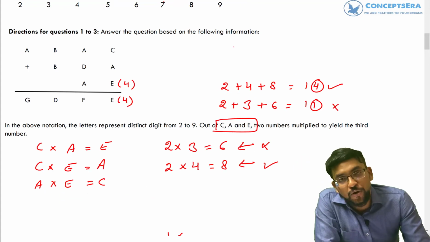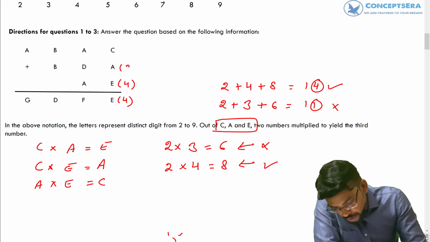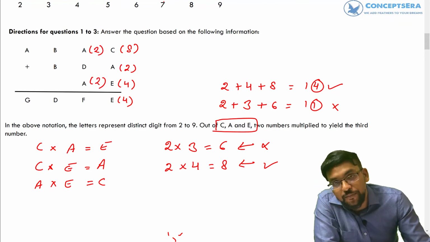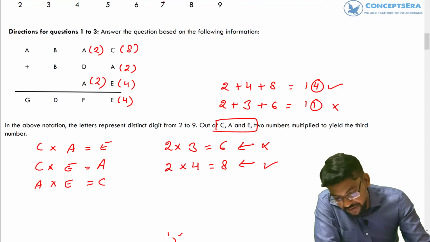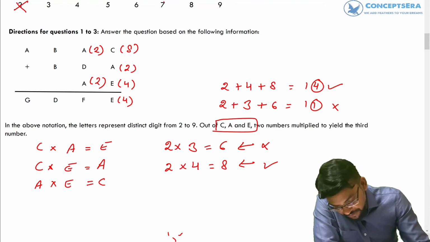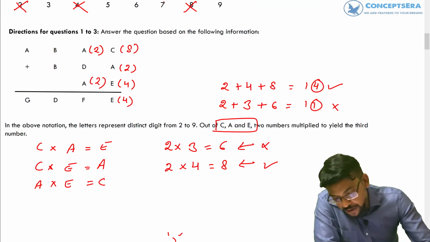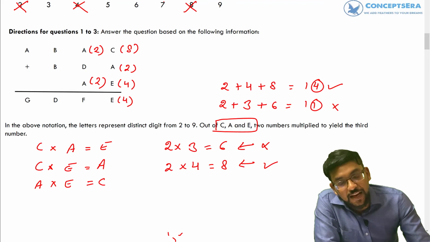But we are not sure about A, whether A is representing 2 or 8. Let's assume A is equal to 2. If we assume A is equal to 2, in that case C has to be 8 here. So A is equal to 2 and C is equal to 8. Out of the given digits, we have used 2, 4 and 8 here. So now the remaining digits are 3, 5, 6, 7 and 9.